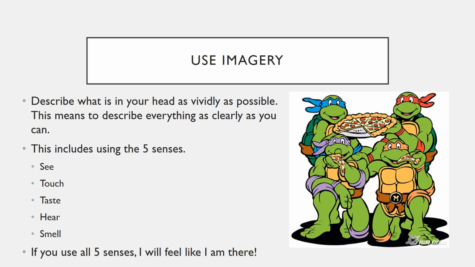You may also want to use imagery. Describe what is in your head as vividly as possible. This means to describe everything as clearly as you can. You can use all 5 of the senses: see, touch, taste, hear, and smell. If you use all 5 senses, I'll feel like I'm there. So, if I was to describe this pizza, I might say, Leonardo, Raphael, Donatello, and Michelangelo ate a pizza. Or I could say, they ate a golden pepperoni pizza and crunched into the crust as it was slightly burnt. One feels much more real than the other.